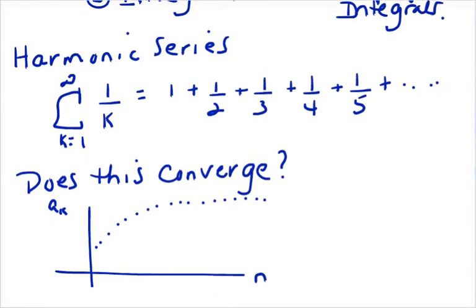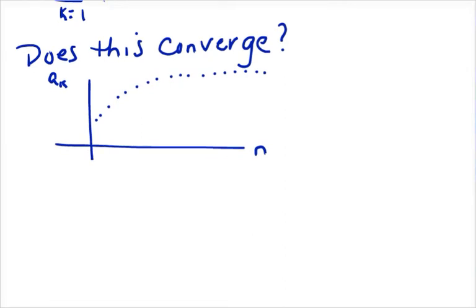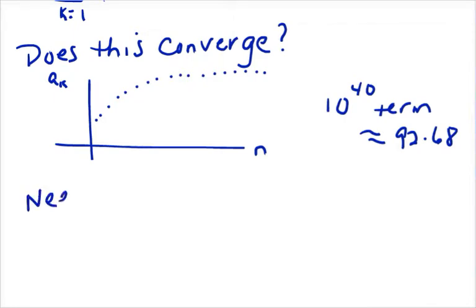Then if you look at the table of values, and I'll show you this information when we get to class, the term out to 10 to the 40 has a value that's approximately 92.68. So if you were to put this thing in your calculator, you're thinking, oh my gosh, it's got to converge. We need help, right? Because we can't say for sure whether it does or not. We need help. And that's where one of our two new tests comes in, which we're going to talk about in class on Monday.